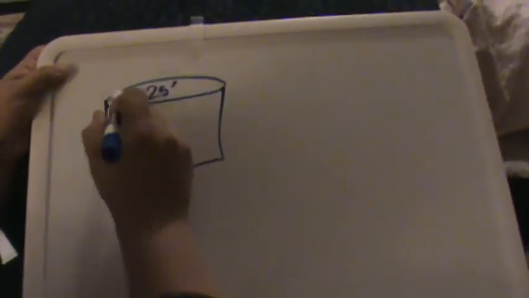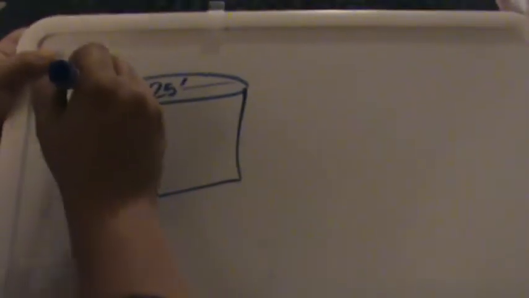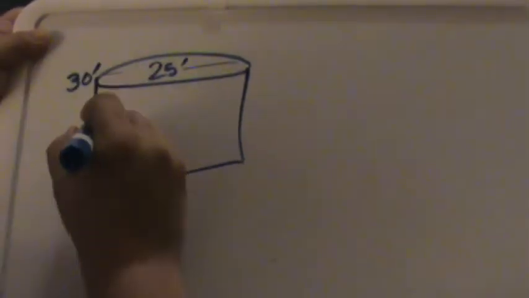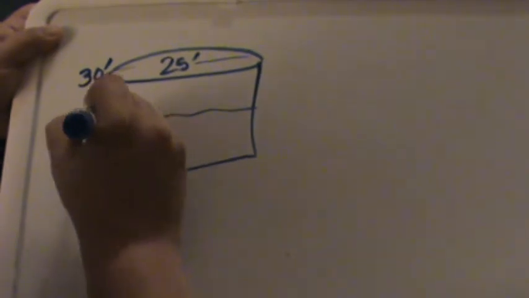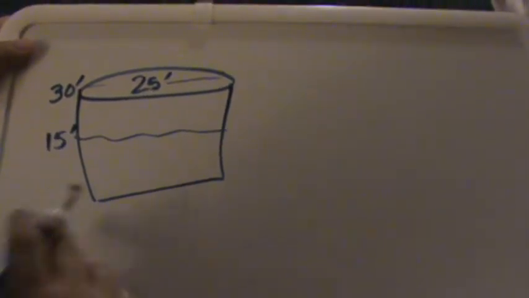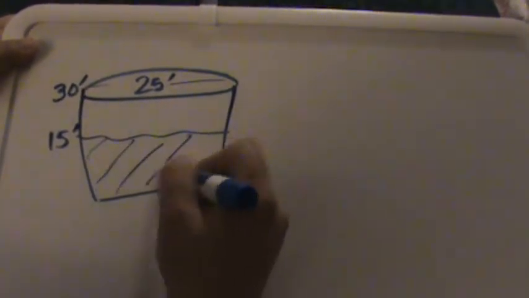Okay, the next question says, how many gallons of water can be contained in a tank that is 25 feet in diameter, 30 feet high, but only half full? So let me draw my tank. My tank is 25 feet in diameter. That's the distance across the top there. The height is 30 feet, but it's only filled halfway full. So half of 30 is 15.